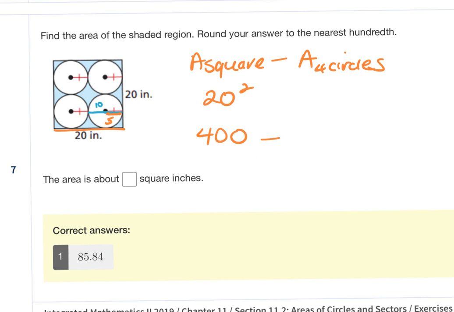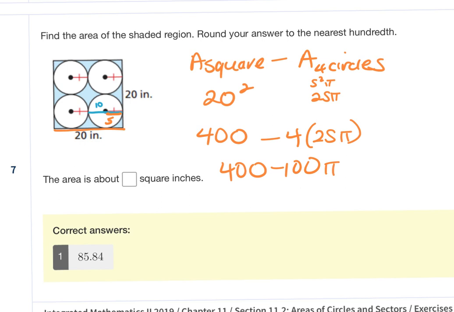And then half of that would be the radius, which is 5. So one circle is 5 squared times pi, or 25 pi. And there are 4 of those. 4 times 25 pi. Yeah. So 400 minus 100 pi would be how it is written exact. And then 400 minus 100 pi is 85.84.